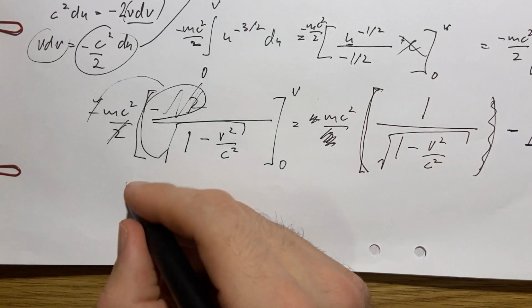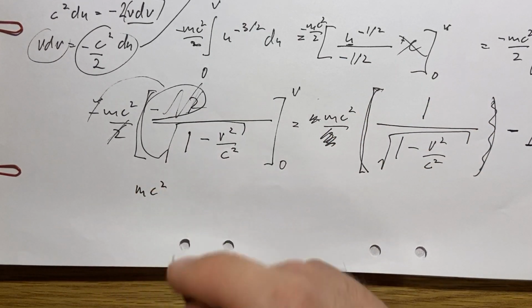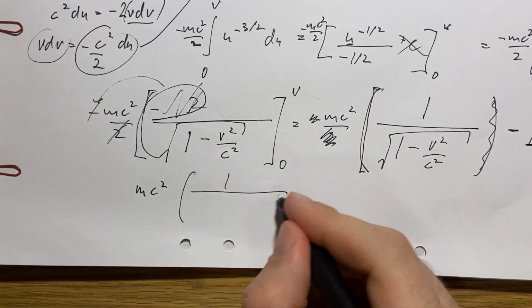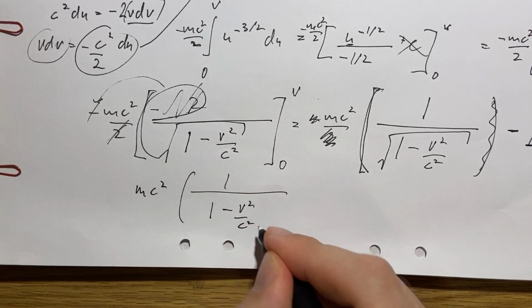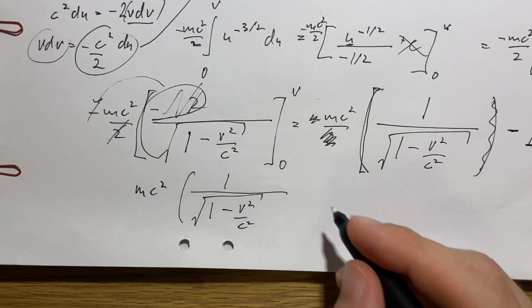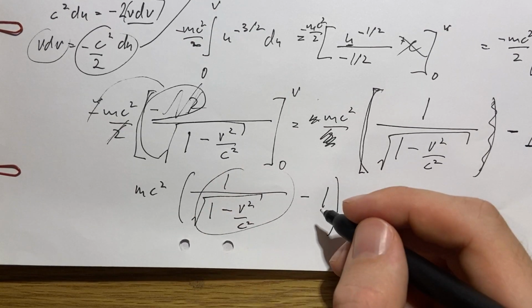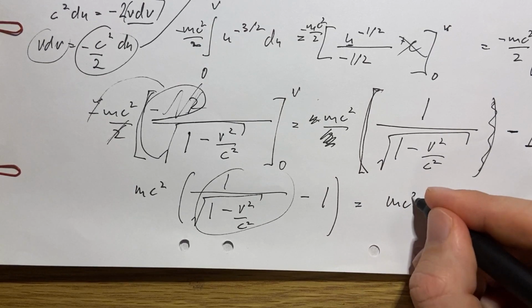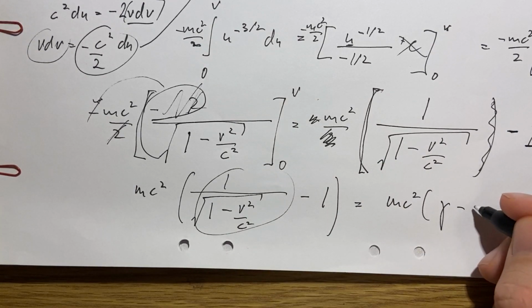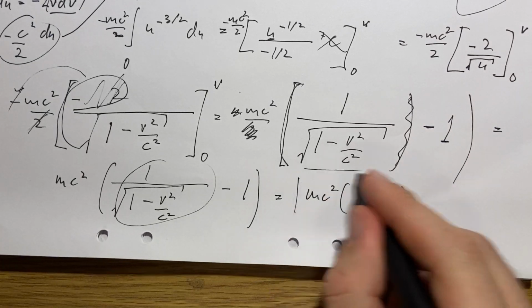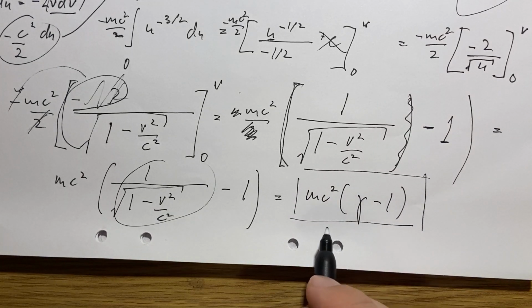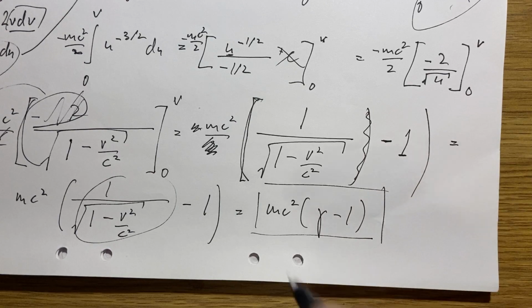So what we get is that this equals mc squared times 1 over the root of 1 minus v squared over c squared, minus 1. And this is the Lorentz vector, which equals mc squared, well, let's write gamma minus 1. Oh, amazing. Now we have a really nice expression here for the relativistic kinetic energy. Let's actually see what that means for the relativistic kinetic energy.